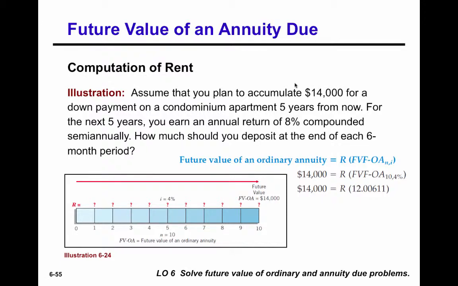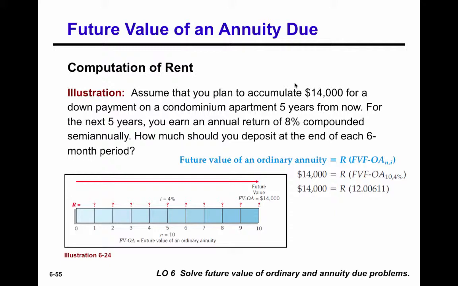Now we have some problems here, sample problems. So this first one, actually, it says future value of an annuity due, but they're actually talking about an ordinary annuity in this case. You want $14,000 in 5 years. You're going to make semi-annual deposits and get 8% compounded semi-annually.